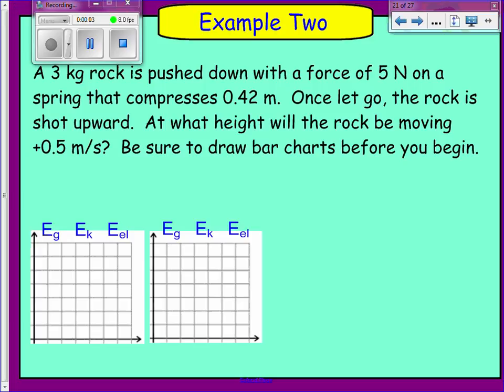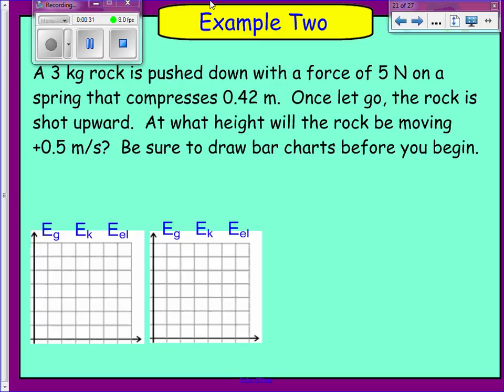In this video lesson, we're going to cover example number 2, just another example of using our energy equations. Let's read this scenario. A 3-kilogram rock is pushed down with a force of 5 newtons on a spring that compresses 0.42 meters. Once let go, the rock is shot upward. At what height will the rock be moving at 0.5 meters per second? Be sure to draw the bar charts before you begin.